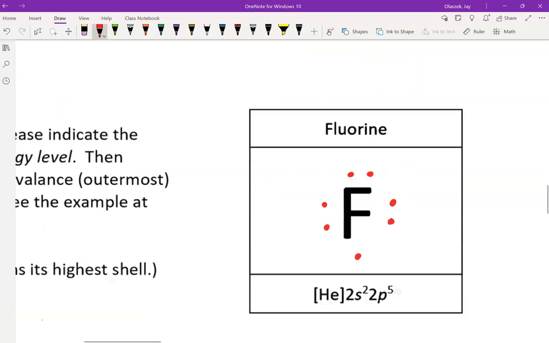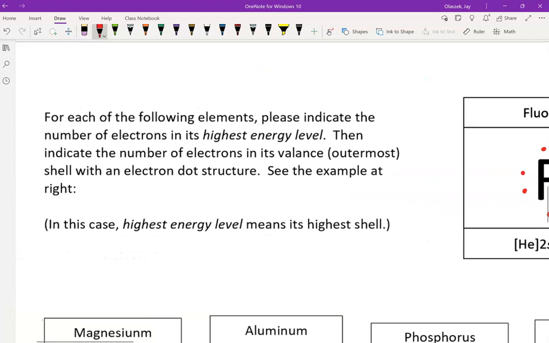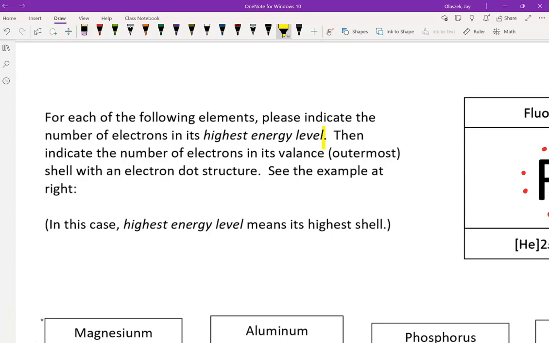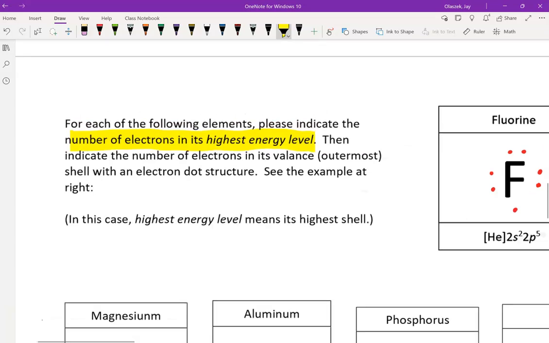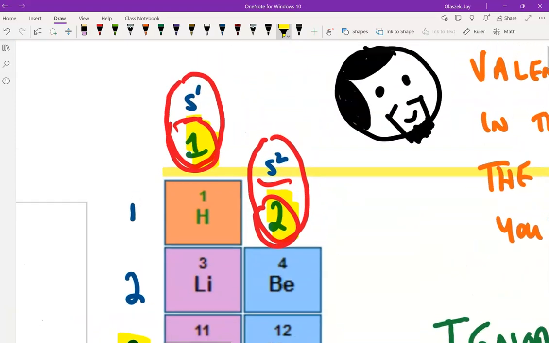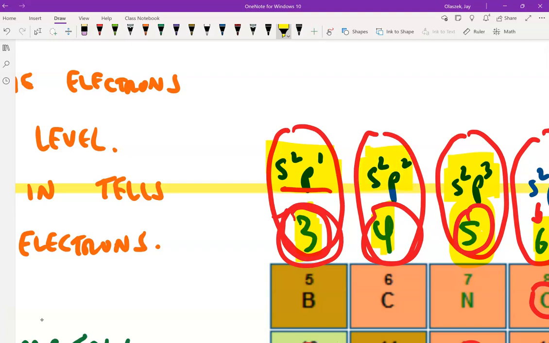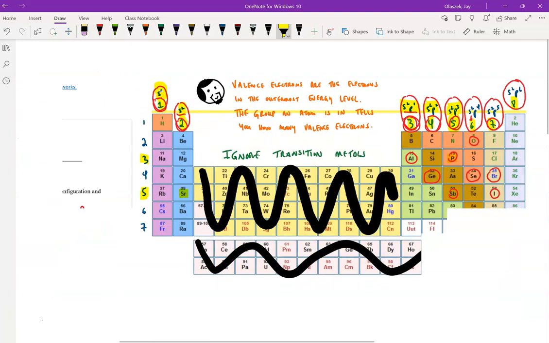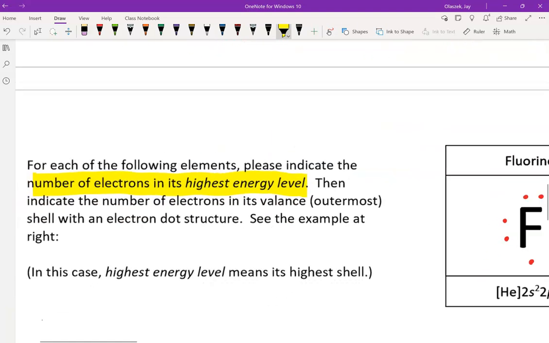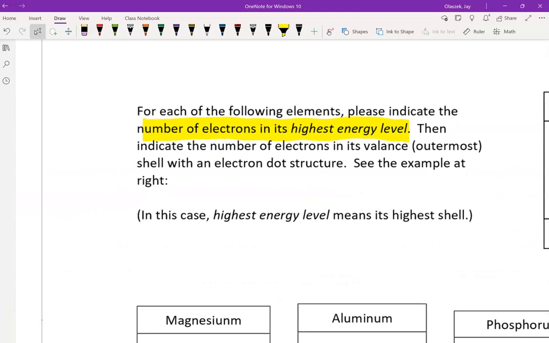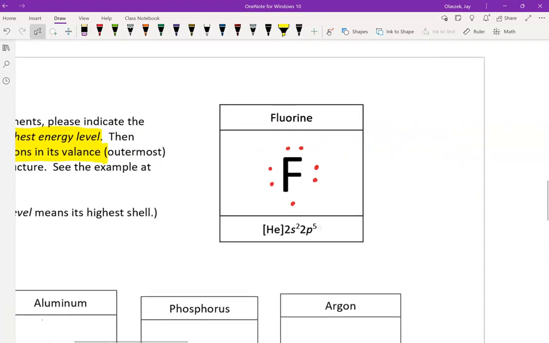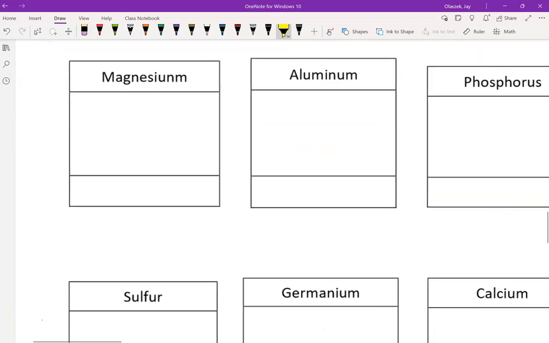All right, let's go to the back page. What this is telling you is, for each of the following elements, please indicate the number of electrons in its highest energy level. Ladies and gentlemen, that's this: s1, s2, s2p1, s2p2. That is the number of electrons in the highest energy level. That's what we're using to indicate the number of electrons in the valence. So we've done fluorine because it has s2p5. That means it's got 7 electrons, and you see them here. Let's do that for all of these.